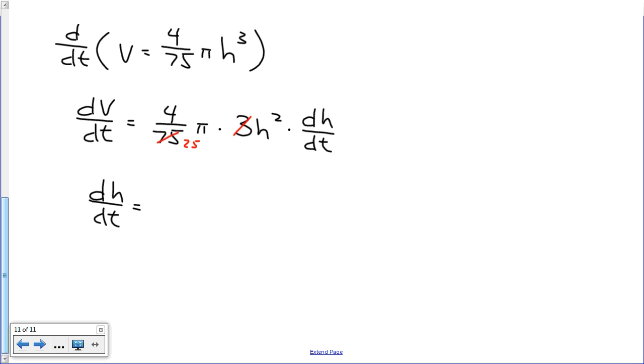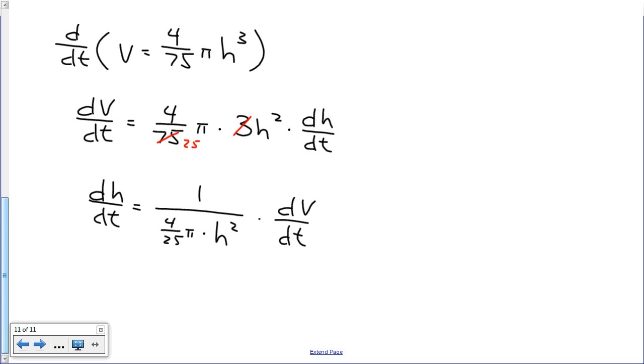It turns out to be dv dt. Well, let me write it as 1 over all this stuff, and then I can put the dv dt at the end. So 1 over 4 over 25 pi times h squared times the dv dt. Okay. So dv dt. Let me try rewriting that. There we go.